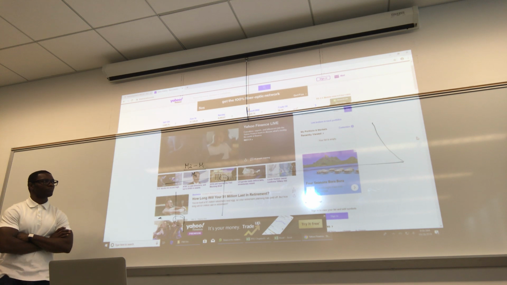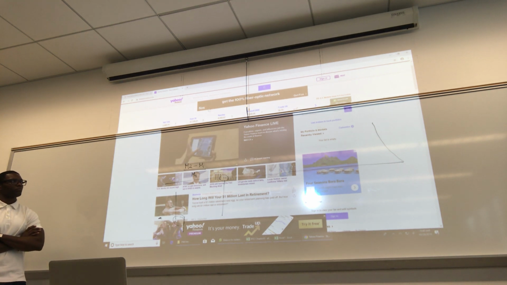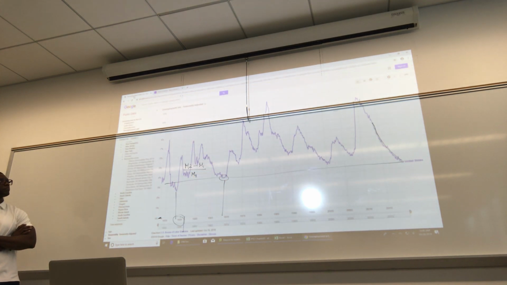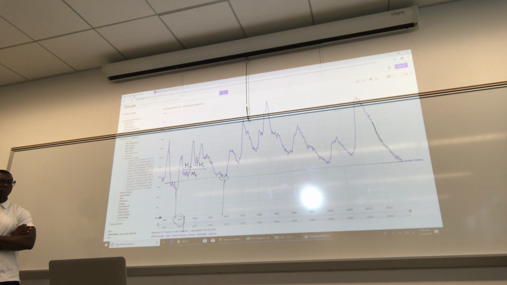What do I want you to explore? One thing I want you to explore is Google Public Data. Google Public Data gives you plenty of data, and you can make all kinds of graphs. And you can make comparisons with these graphs.